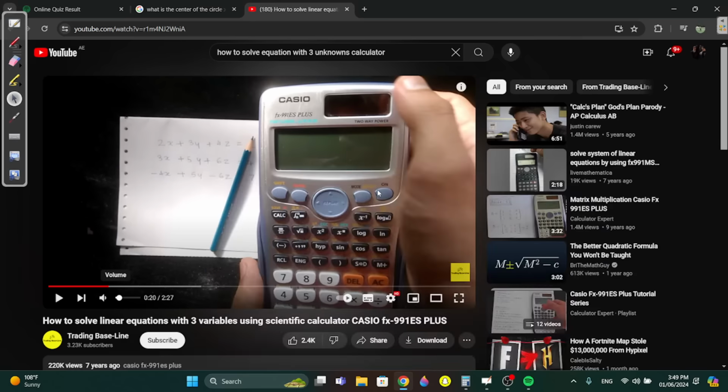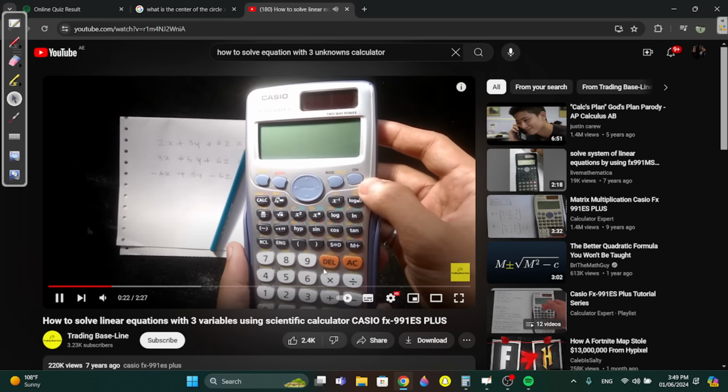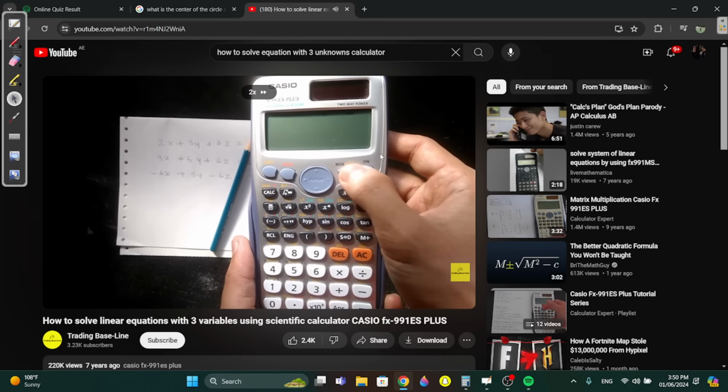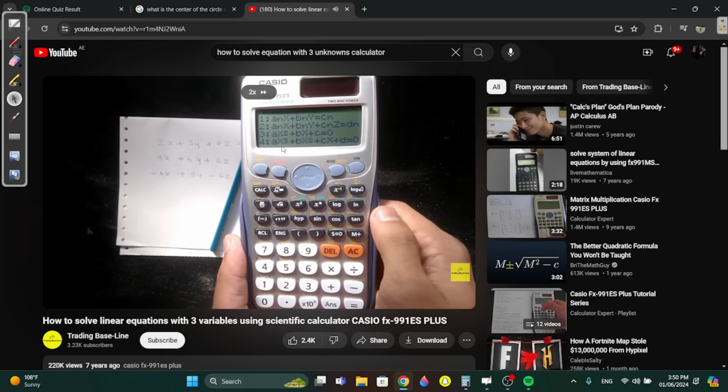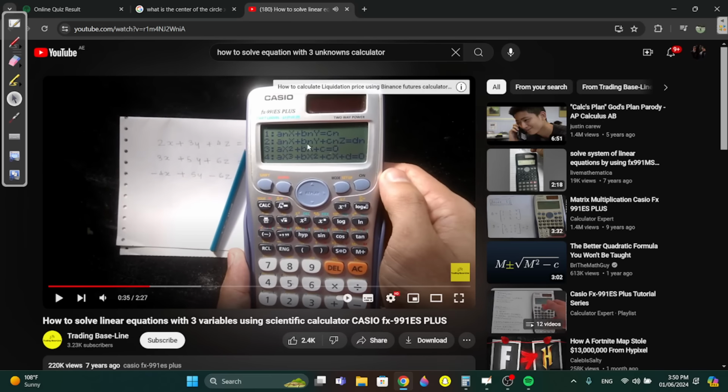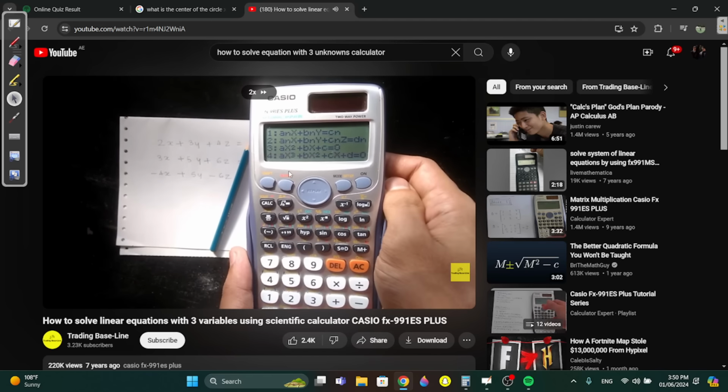I opened up YouTube. Depending on what calculator you have, it's different, but this is the one for most general calculators. I'm going to put it on 2x speed. Just press mode, then equation mode, which is 5. You're going to want to click the one with A, B, C equals D. Okay, that one. You're going to press it.